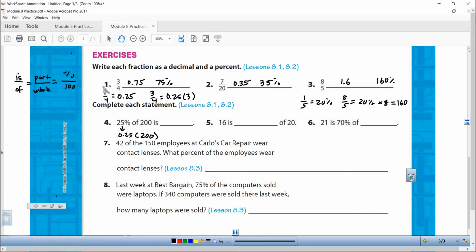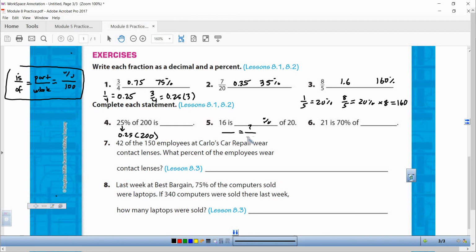The reason we don't go to that way directly often is because it doesn't work on all the problems. For example, this one, you can't just multiply 16 times 20, or this one, you can't multiply 21 by 70. But this method right here always works, solving by proportional reasoning. Okay, so here we go. 16 is blank percent of 20. What we're trying to find is 16 is what percent of 20.